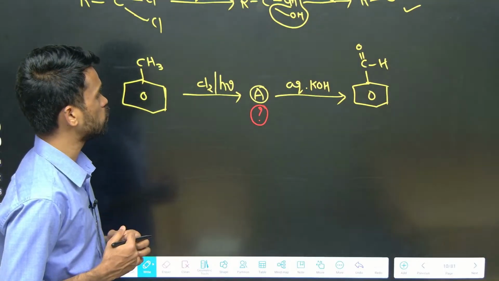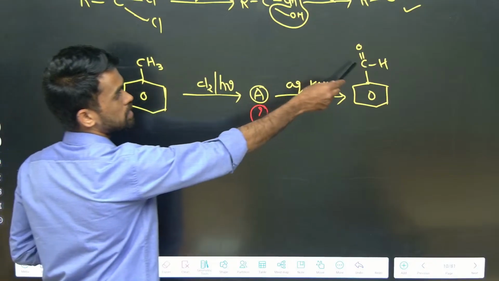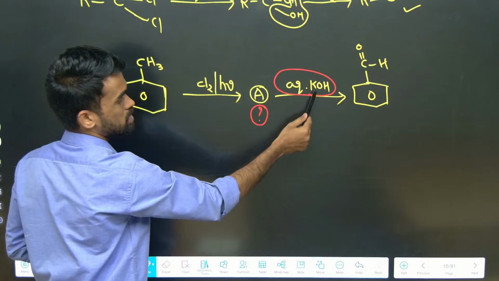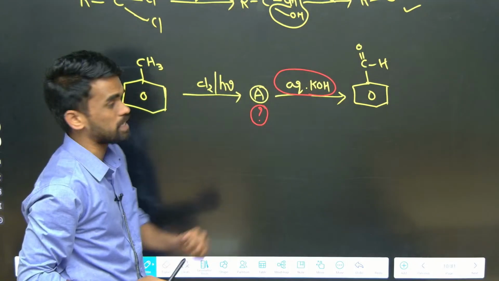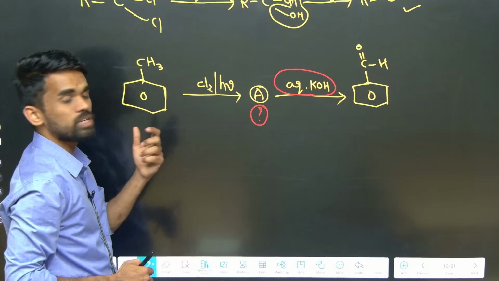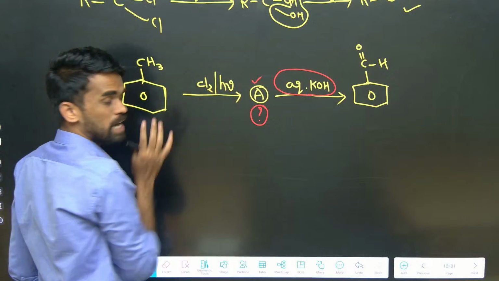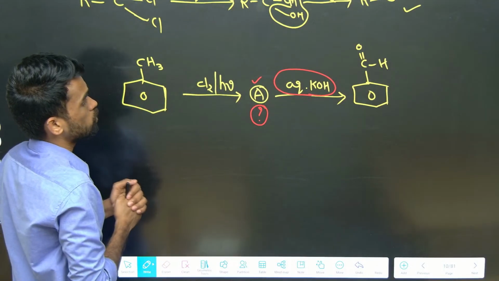Now how can you get to know this A? See, what I told you: in order to get this product, this is aqueous KOH, which means substitution is taking place. So what you need to know here is that the compound formed before this is definitely an alkyl or aryl chloride, whatever the product might be. But you need to identify A.